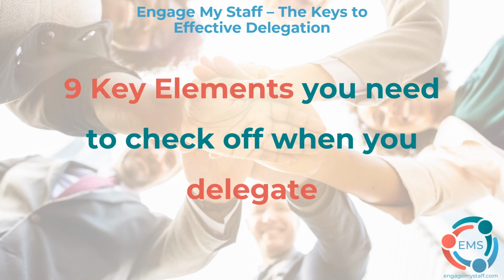to effective delegation and how it can improve your staff engagement. There are 9 key elements, and although that sounds like a lot, most of them can be checked off as you go through your meeting with the delegatee. Here are the 9 key elements, and note there is a checklist to download in the show notes or on the website.